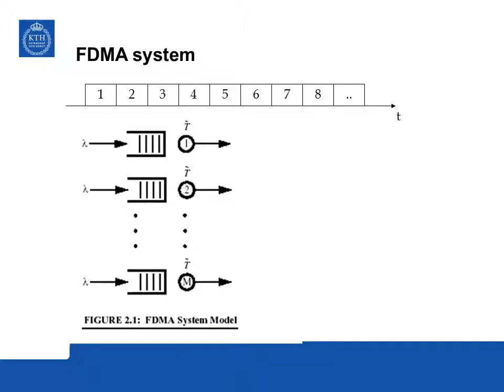The simplest of all contention-free multiple access systems is the fixed assignment frequency division multiple access system. Instead of, as in the TDMA system, dividing the time into time slots, we divide the frequency spectrum into m equal sized parallel channels. This means that we assign every transmitter its own channel, and every transmitter can transmit at the same time independently of all the other transmitters.